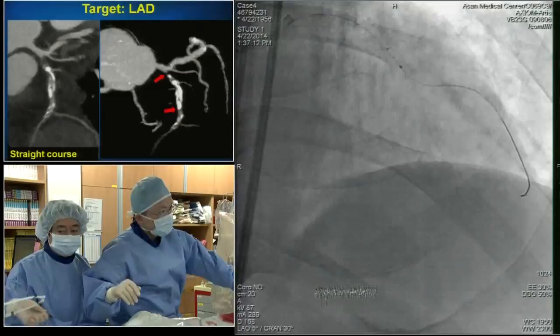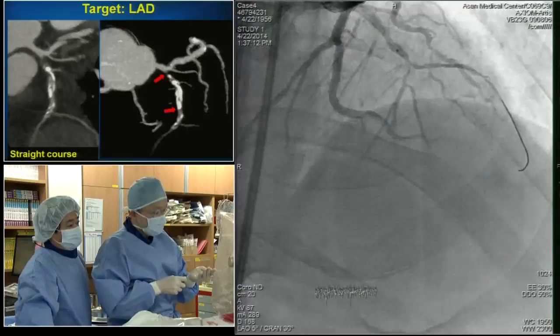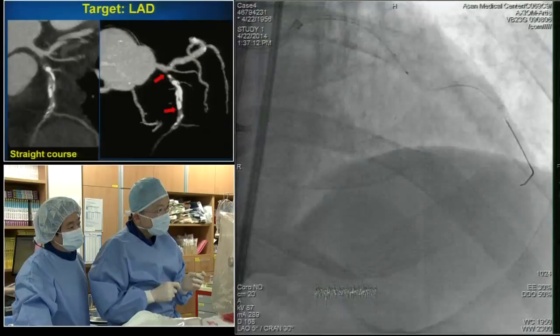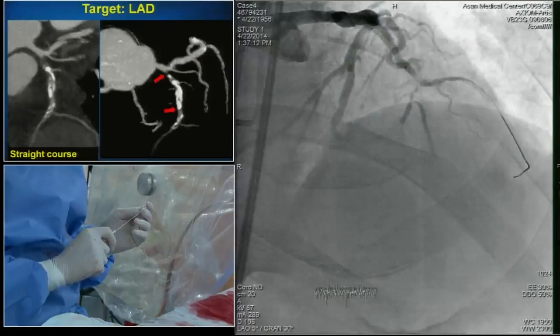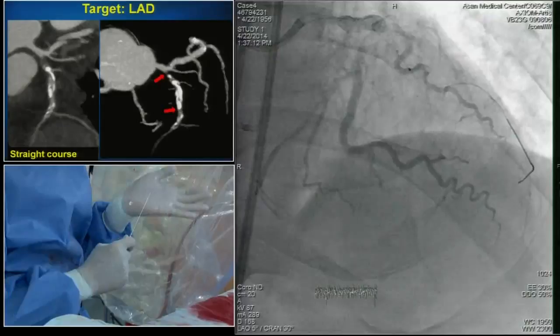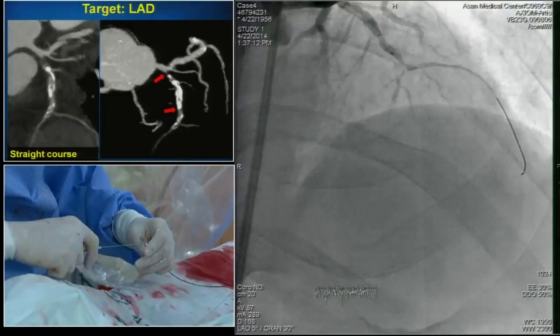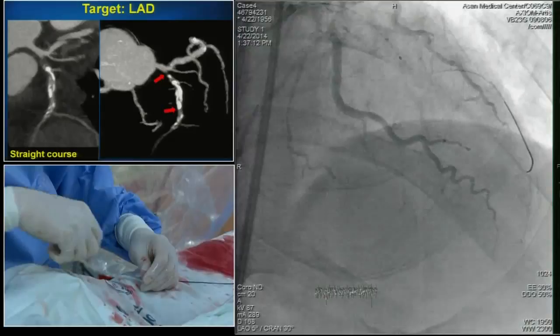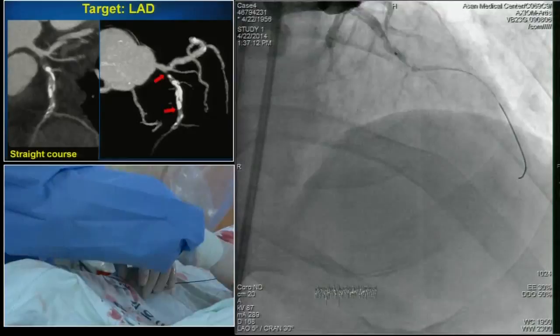So you're going to stick with a less stiff wire, some more. Yeah, a stiff wire makes no sense. Yeah, I agree. The patient is very stable, so he should have lots of collateral.